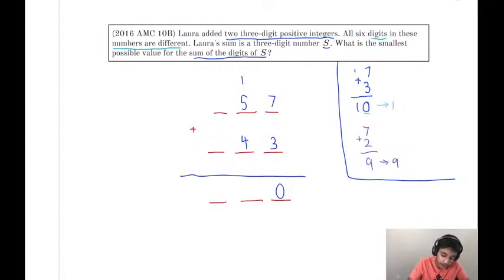So for example, we could not put 6 and 3. So 6 and 3, this wouldn't work, because now we have 2 3s. So that's why we put 5 and 4. And then again, we have a 0, and we carry a 1.